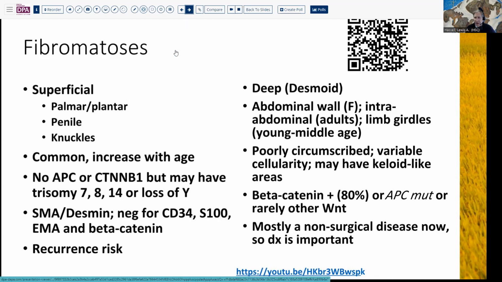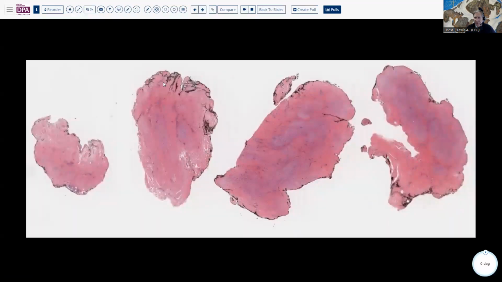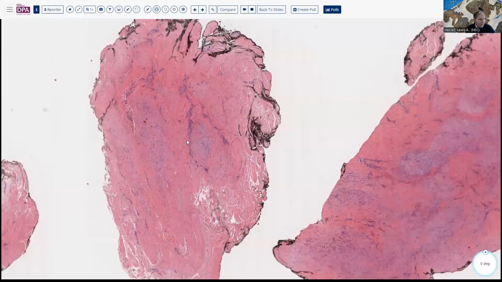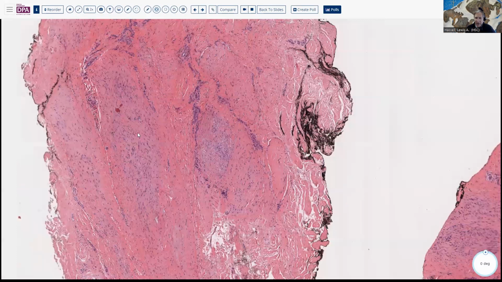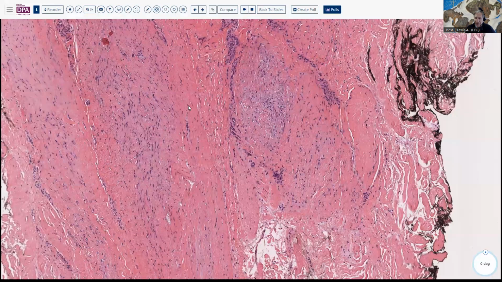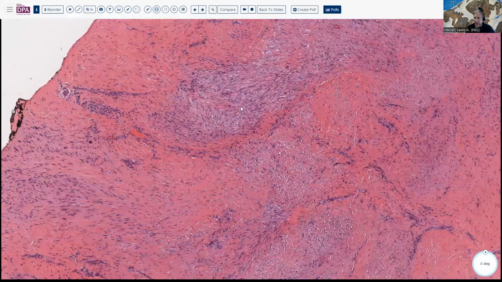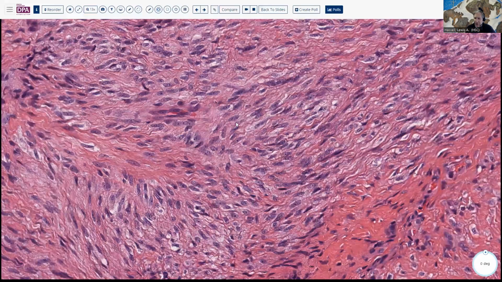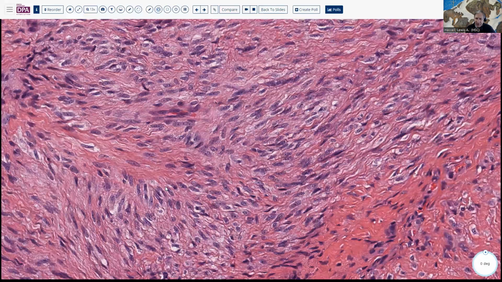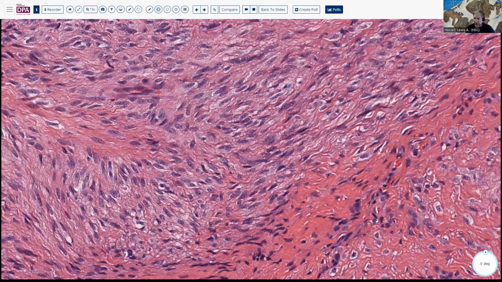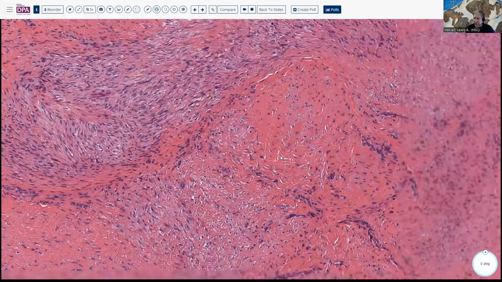So let's take a look at some examples of this lesion. First, here's the superficial type occurring in the soft tissues of the palm, and you see areas of low cellularity with slightly increased cellularity in some adjacent areas. Here you see fairly rounded, spindle-shaped nuclei, fairly uniform and bland in appearance.